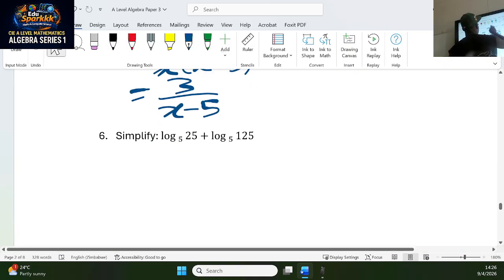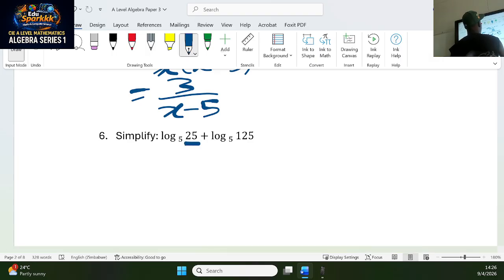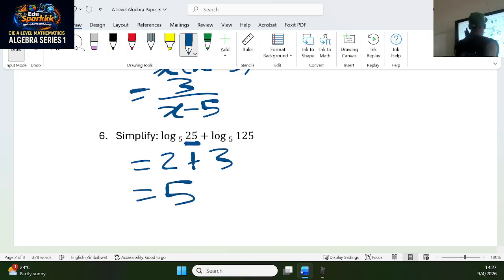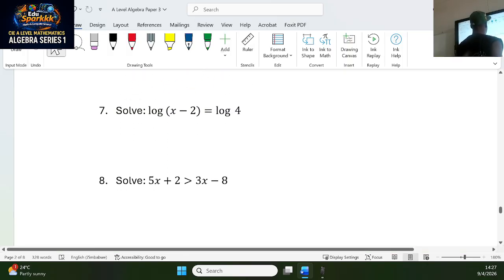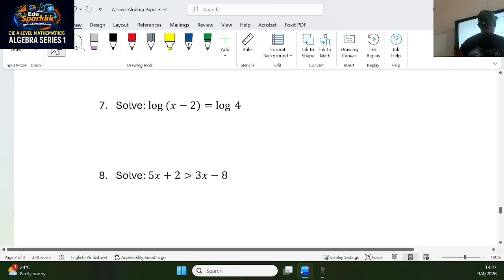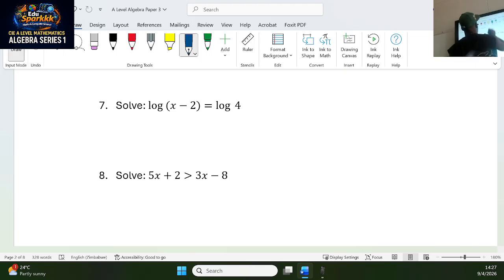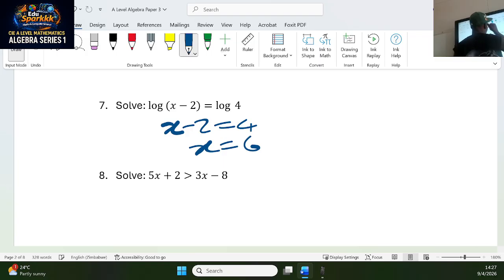Still moving, I've got logarithms to simplify there. When I check, this is a perfect square of 5. So it's 5 squared, so all that we have there simplifies to a 2. Then here we have 5 cubed, but the base is 5, so all that we have there simplifies to a 3. So it's 2 plus 3 to give us a 5. Right, next we have a logarithmic equation. Because we've got logs on both sides, those logs will go away, and we end up having x minus 2 equal to 4. Therefore, x is actually 6.